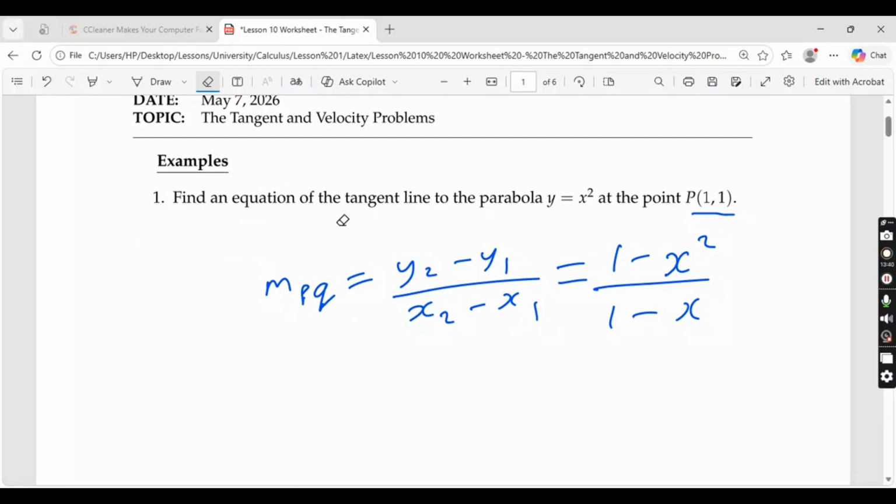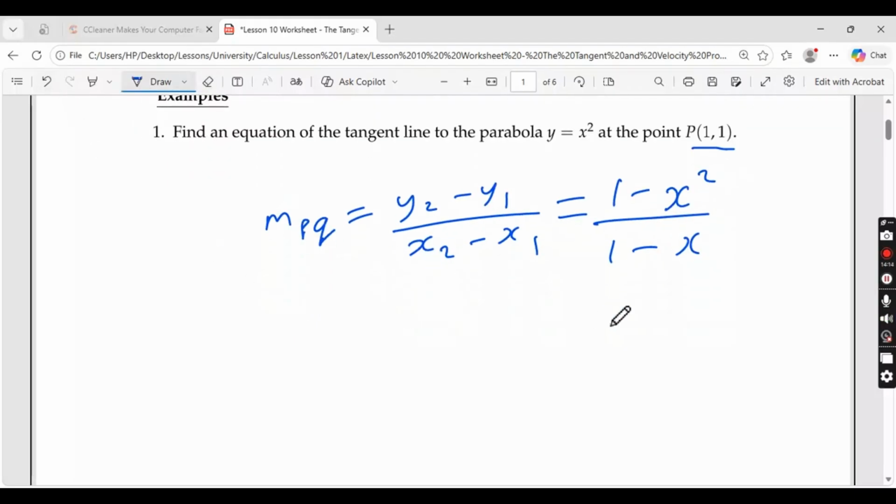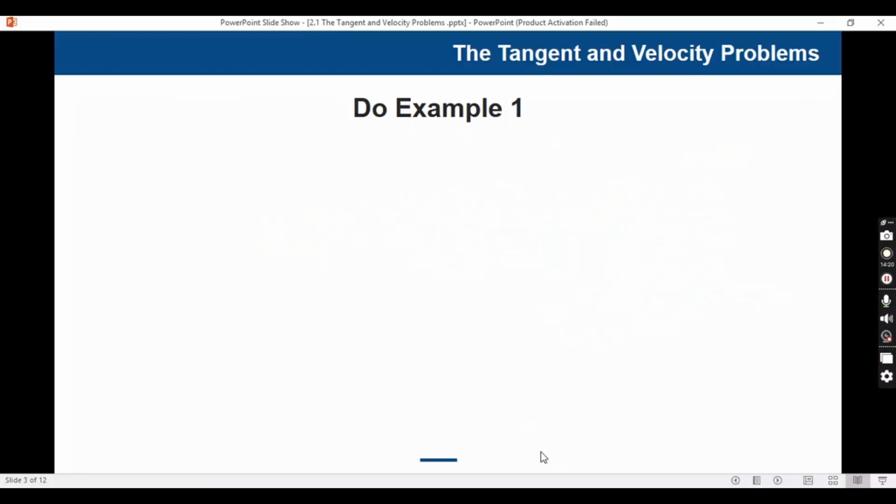So it says find an equation of the tangent line to the parabola y equals x squared at the point 1, 1. Do you think this is our answer? No. Let's see what we got.